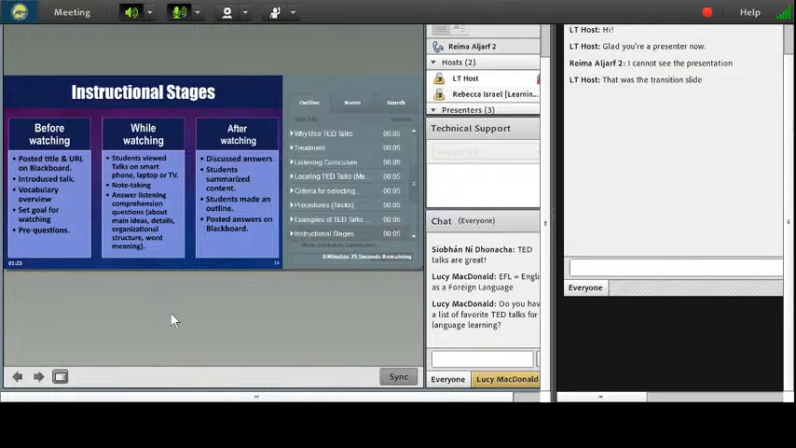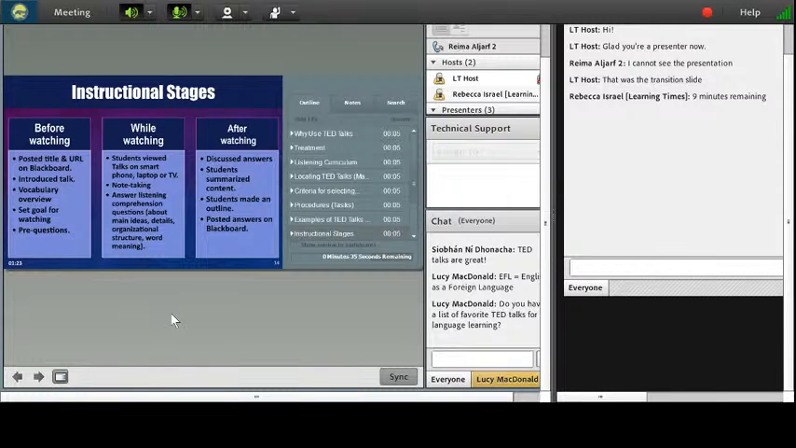Okay. When we use TED Talks or any technology, there are 3 instructional stages: before watching or using the technology, while watching or while using the technology, and after watching or after using the technology. Before watching a TED Talk, I posted the title and the link on Blackboard, then introduced the talk, gave a vocabulary overview, set the goal for watching the TED Talk, and gave 3 questions.